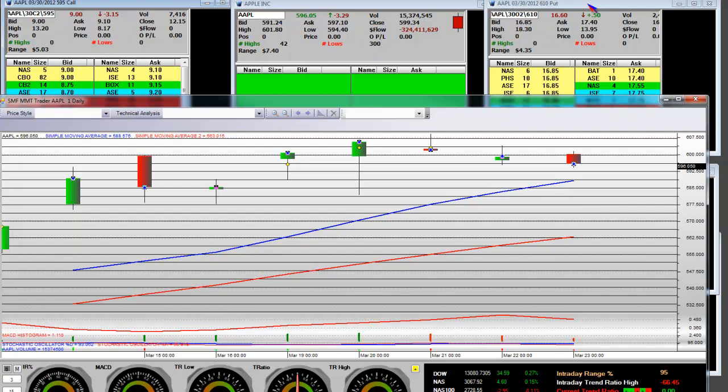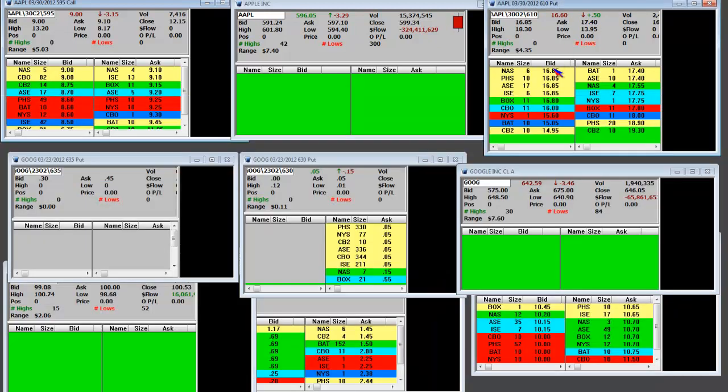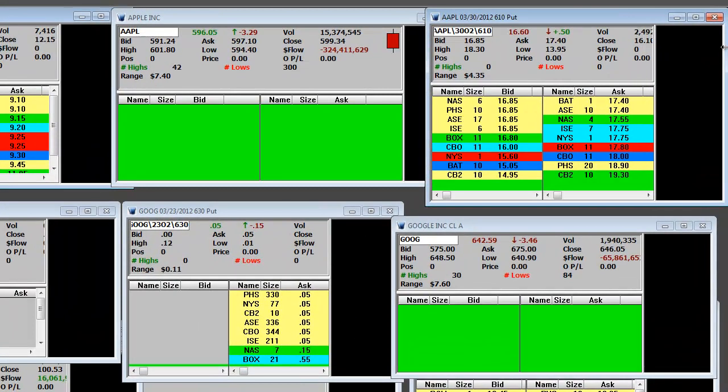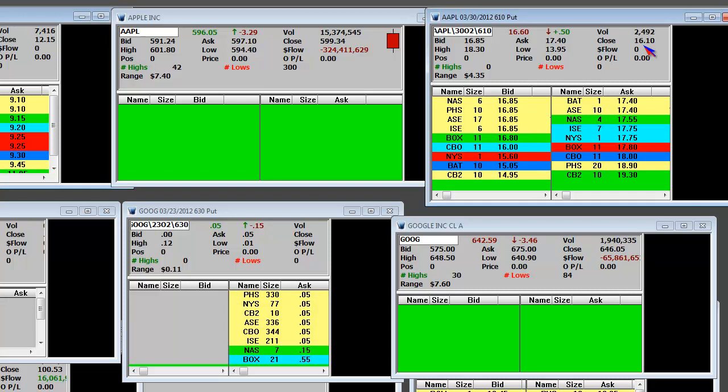Now, one of the things you're going to learn clearly moving forward is why they take the premium out of the 610 put. Now, it was $18.30. They've got some trading on it. The high was $18.30 and the low is $13.95. That price range, 4.35.